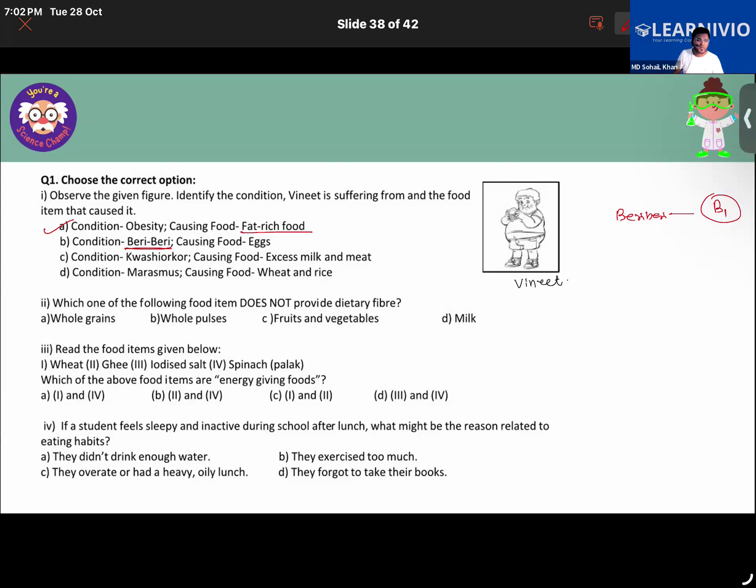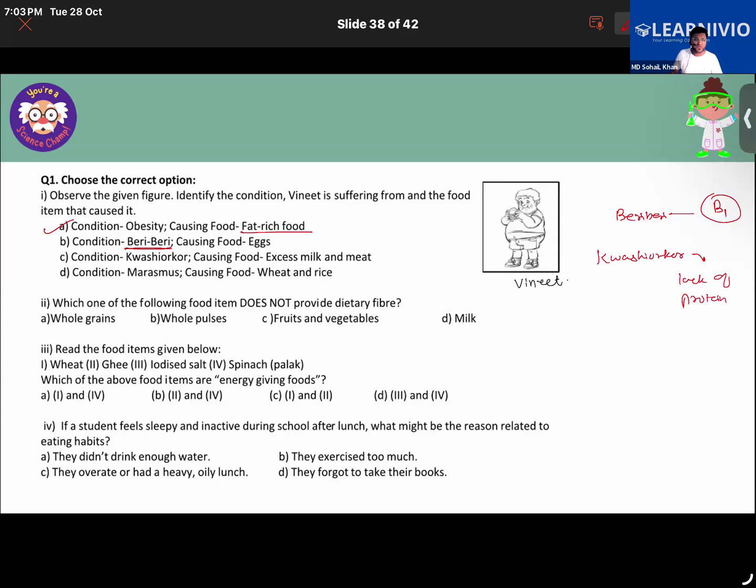Kwashiorkor is caused due to lack of protein in the diet. Lack of protein causes kwashiorkor. Try to recall this.